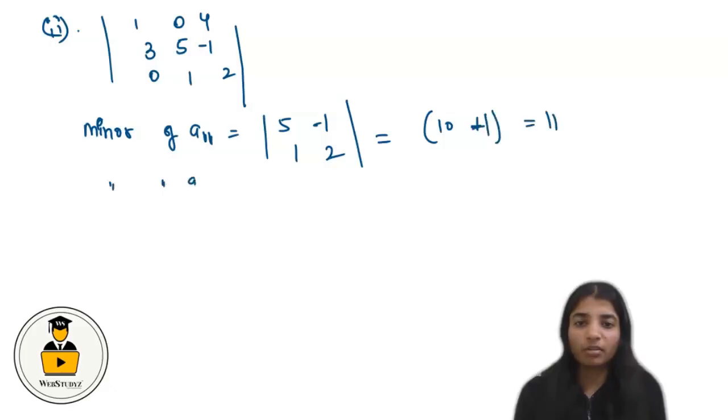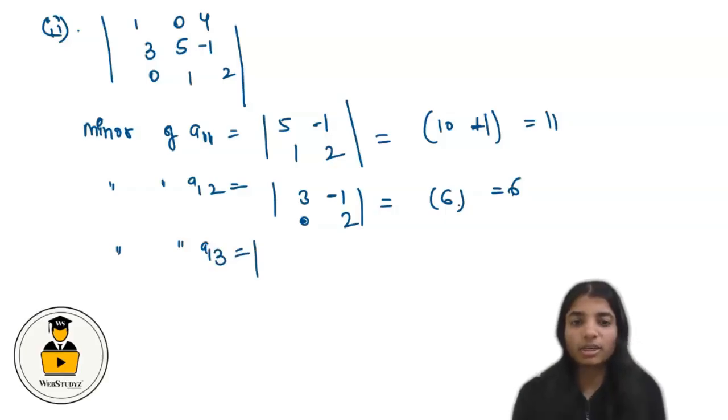In the same way, the minor of A12 is equal to cancelling the row and column in which A12 lies, and writing the remaining in the form of a determinant. That becomes 3, minus 1, 0 and 2. Now find its determinant. 3 multiplied by 2 is 6, and minus 1 multiplied by 0 is 0. So this becomes equal to 6. In the same way, the minor of A13 is equal to cancelling the row and column in which it lies, and writing the remaining in the form of a determinant. That becomes 3, 5 and 0, 1. Now find its determinant. 3 multiplied by 1 is 3, minus 5 multiplied by 0 is 0. So its minor is 3.